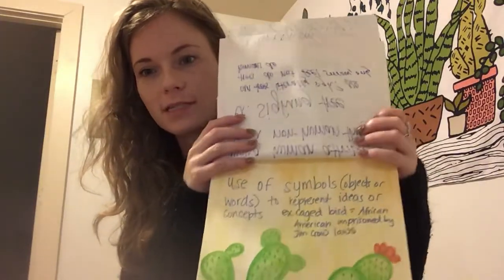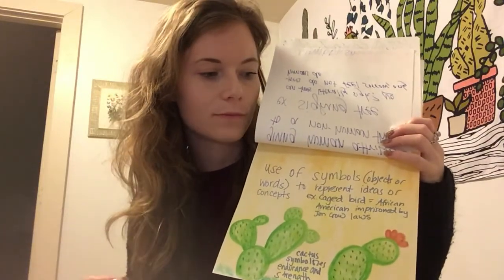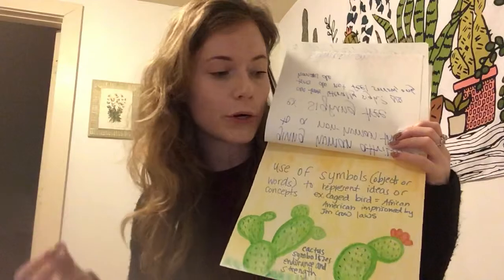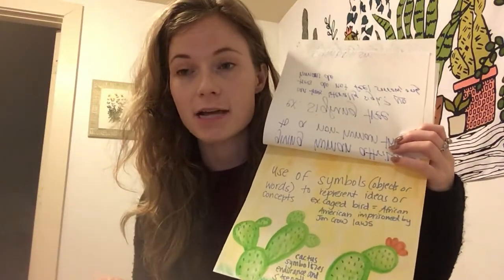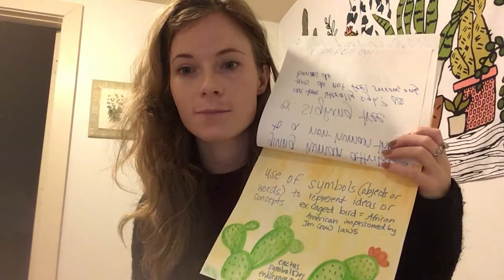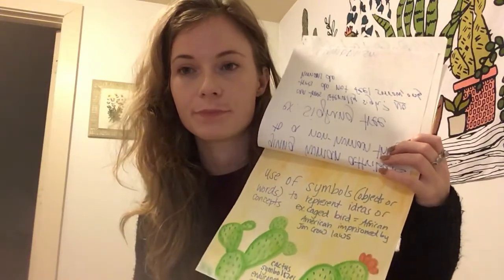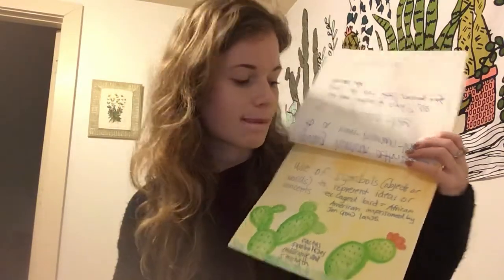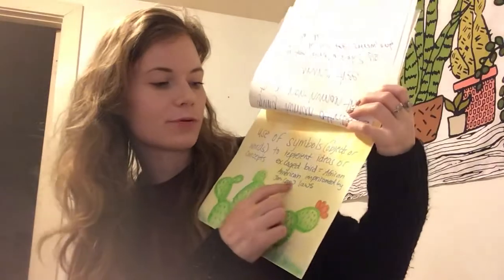The last one is symbolism. So I'm going to go ahead and flip it up. Let's see what our definition for symbolism is. So symbolism is when we use a symbol, which would be objects or words, to represent ideas or concepts. So the biggest symbol that we're going to discover in our text is the caged bird. Now, the caged bird symbolizes the African Americans' imprisonment by Jim Crow laws.